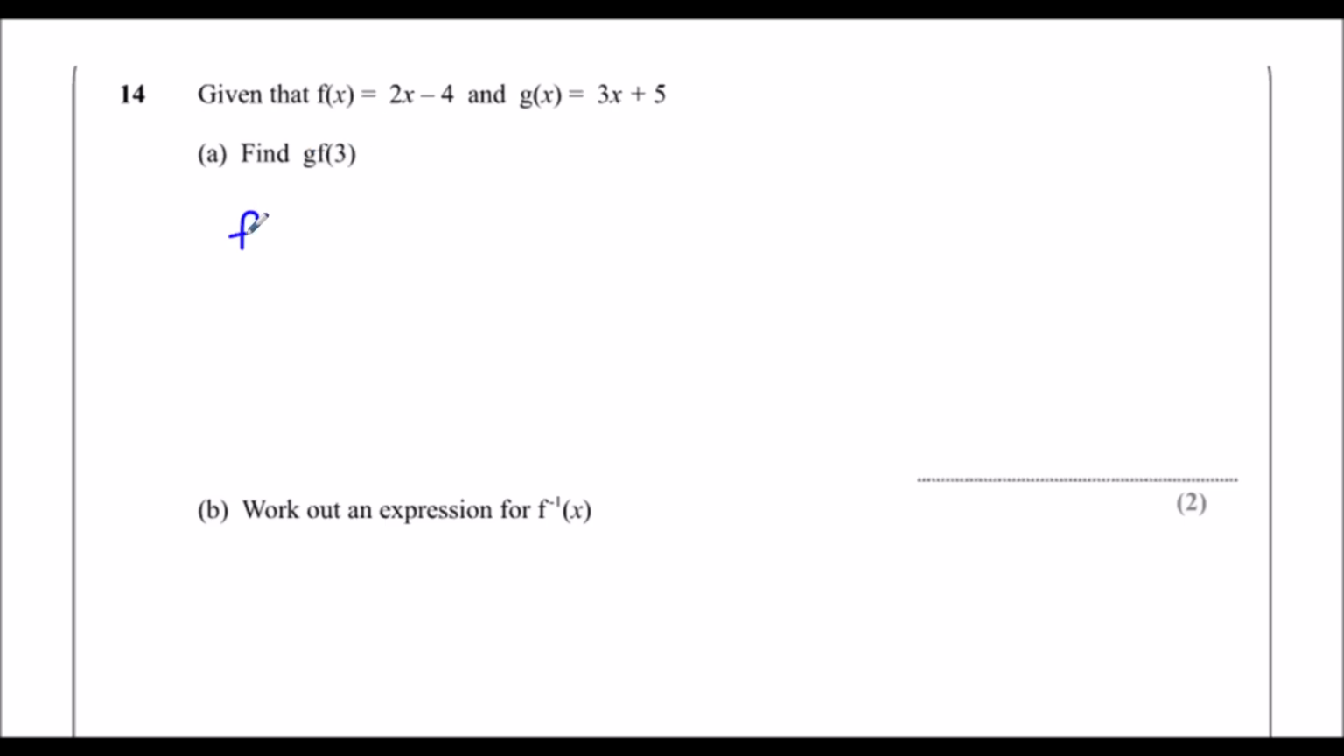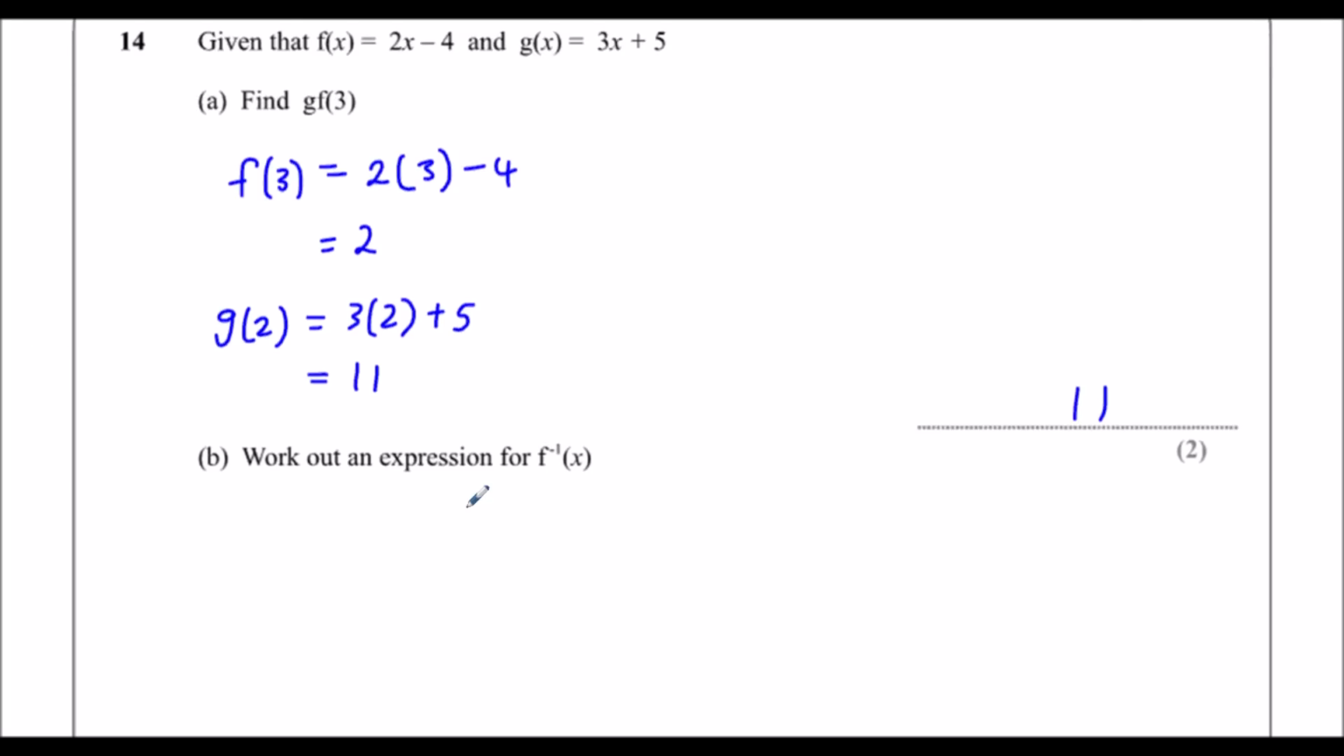So we can say f of 3 is 2 threes take away 4. 6 take away 4 is 2. So f of 3 is 2. Now we put that into g. So it's g of 2. So 3 times x plus 5, 3 twos plus 5, 6 plus 5, that's 11.